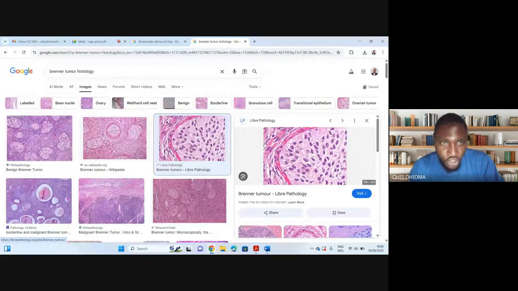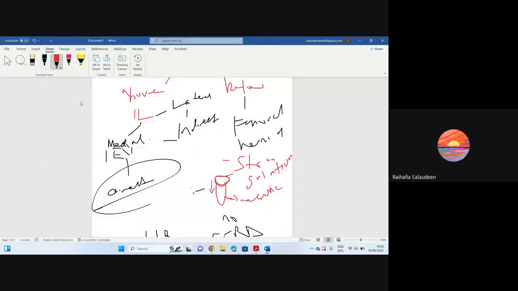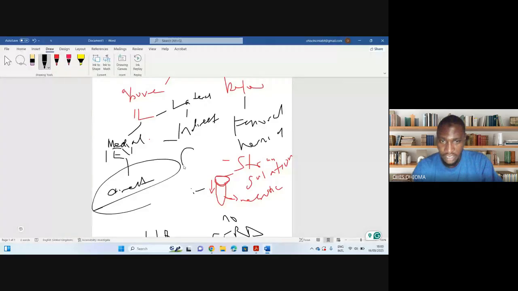But what we saw in the dysgerminoma is that it's more round. You have the cell and then the nucleus inside, and it's equally round. The distance between here and here is equal all around. But for the Brenner's tumor, the nucleus is more isolated to one side, so you have more space here than on the other sides. Do you understand what I'm trying to say?